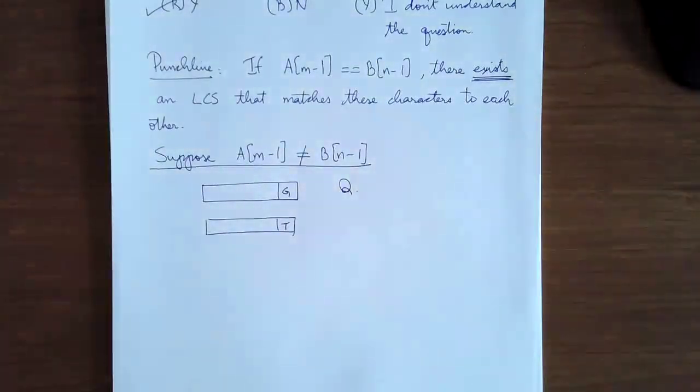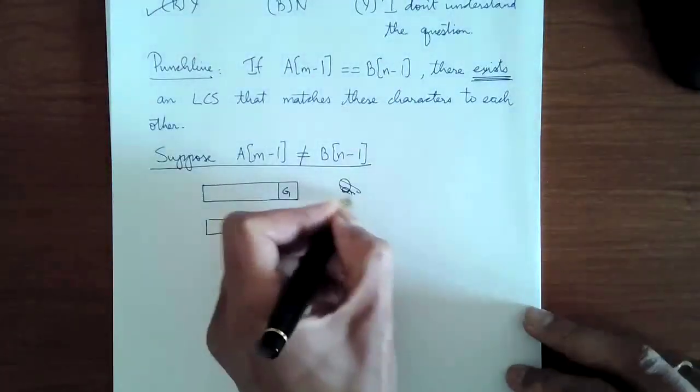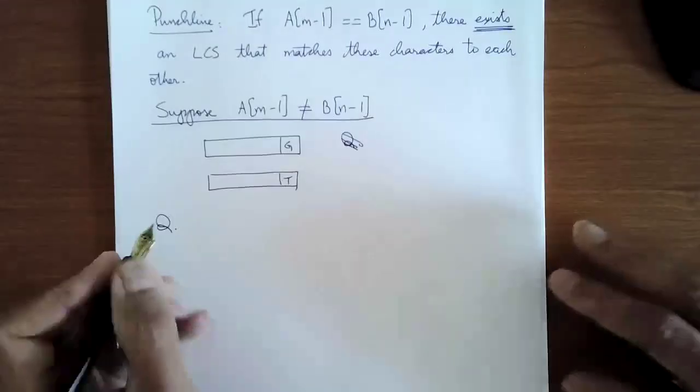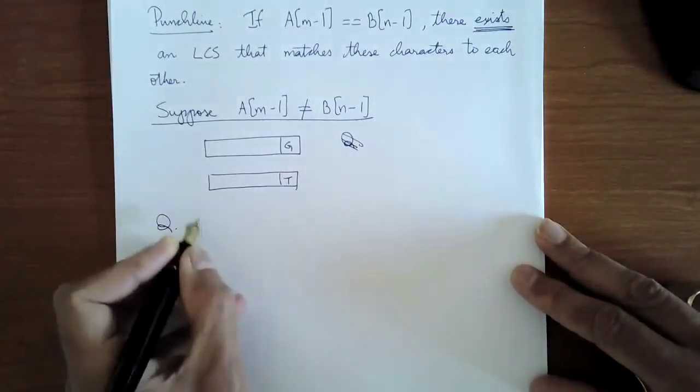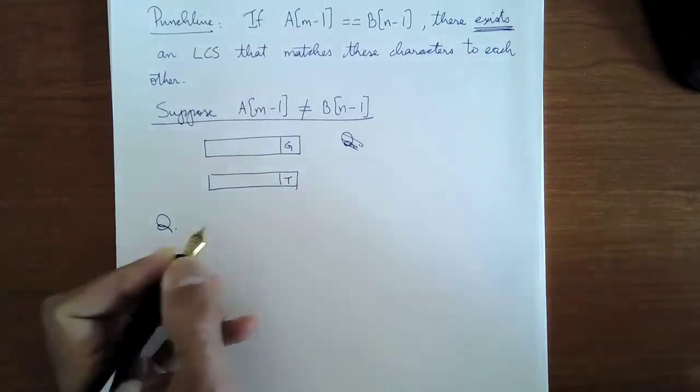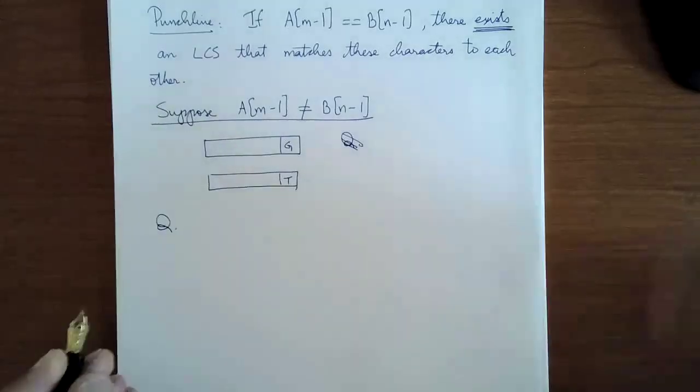Let me try to write this carefully because there's lots of double negatives and ands and ors and everything, and I don't want to confuse everyone. So here's my question. What do I want to say? I want to say that, okay, so I'll write this in the simplest way and then I'll clarify.